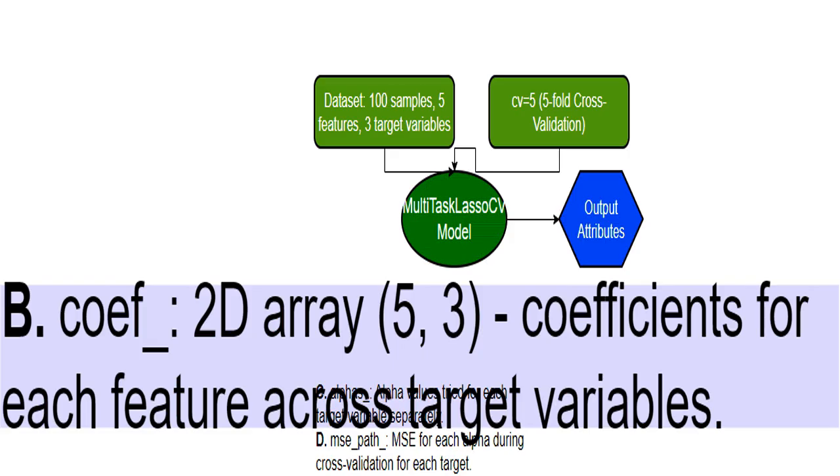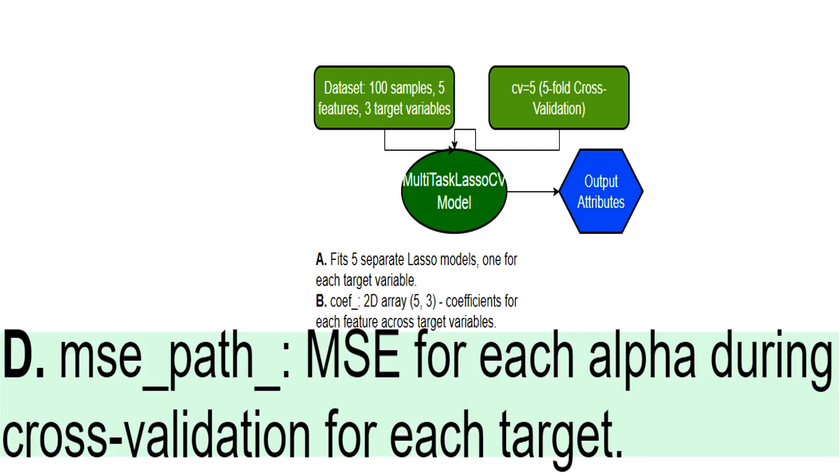After training, the model produces a coefficient matrix that's 5 rows by 3 columns. Each row represents one of my 5 features, and each column represents one of my 3 target variables. The numbers in the matrix are the coefficients, which indicate how much each feature influences the prediction of each target variable. The model also keeps track of the mean squared error, MSE, a measure of prediction accuracy, for different hyperparameter values called alpha during the cross-validation process. A lower MSE indicates better performance. This information helps me choose the best setting for alpha.